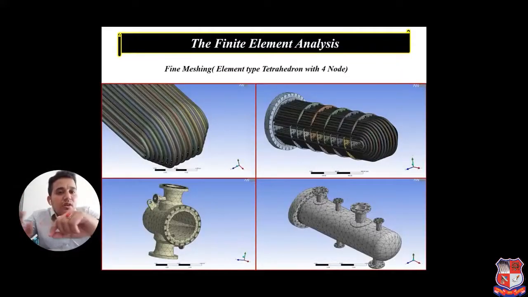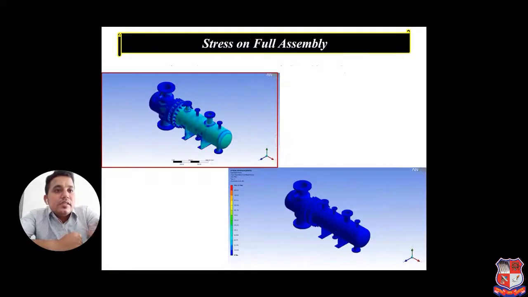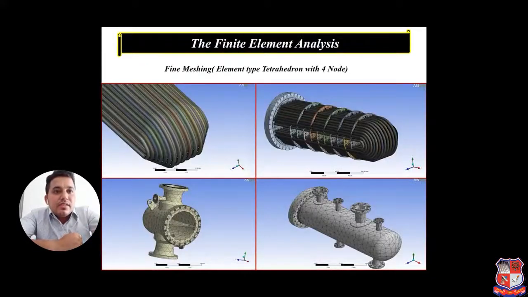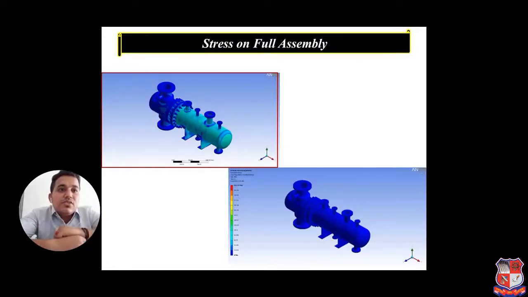Let's look at the objects. Here are the tubes, here are the baffle plates as well as the rings. This is another part, and here is the main shell. Now after applying this load, we conclude the stress on the full assembly.